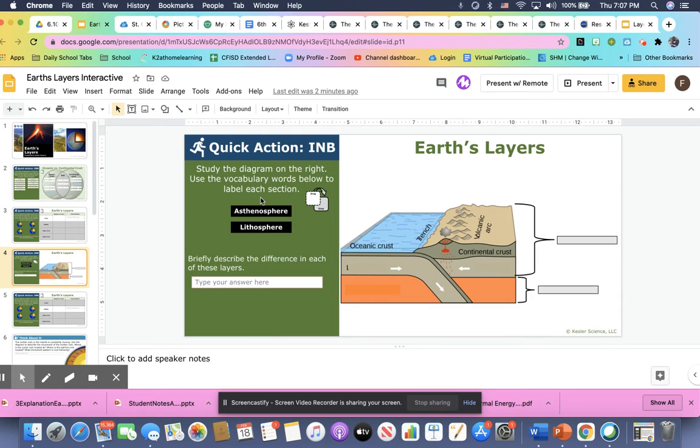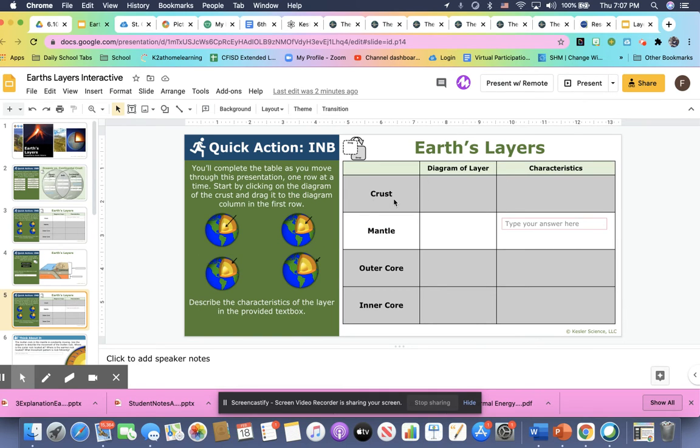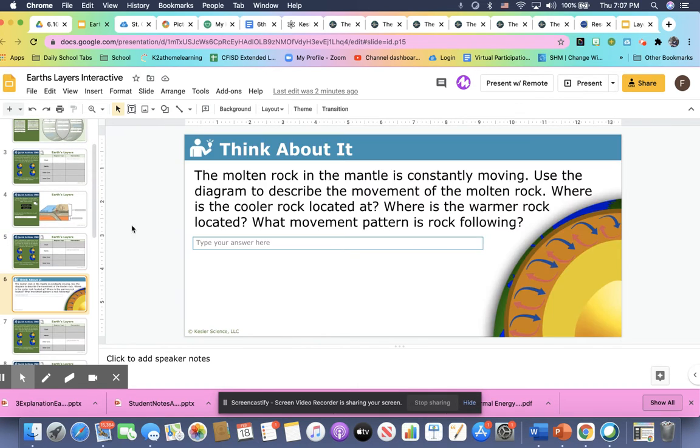Next, we know that Earth's layers, so Earth's crust, and then you have two different layers. You have the asthenosphere and you have the lithosphere. So go ahead and drag one of these to each of those, and then briefly describe each of those layers. So the next one is the mantle. Figure out which one of these pictures illustrates the mantle. Type your characteristics here. I want you guys to think about this.